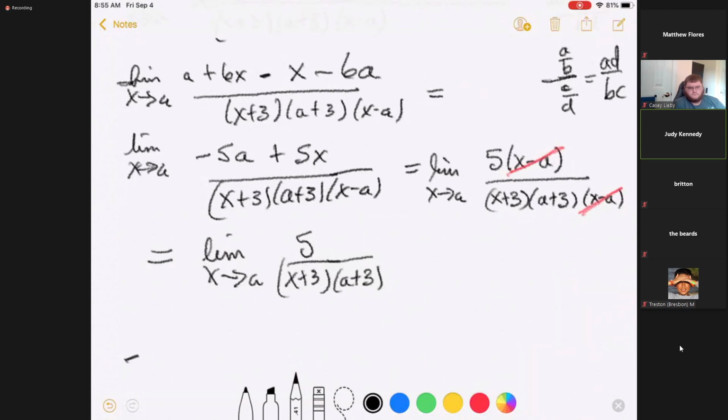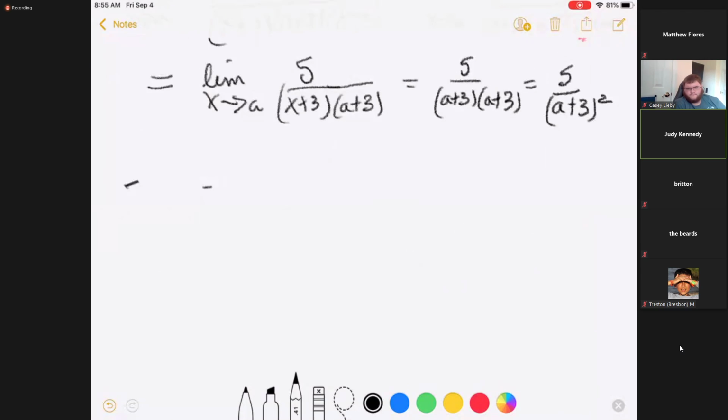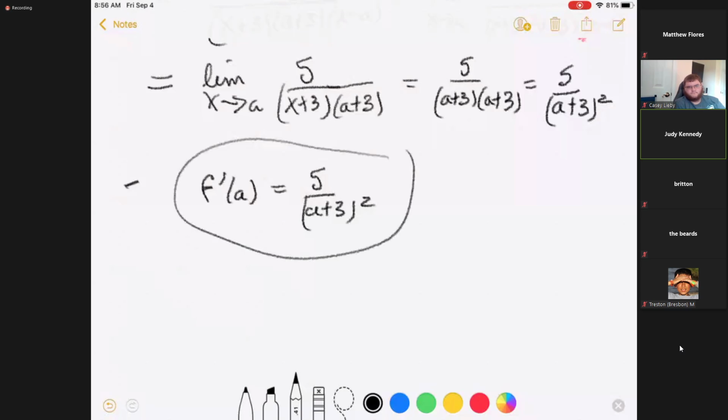Now I can just use direct substitution and replace x with a. So this is 5 over a plus 3 times a plus 3, which is 5 over a plus 3 squared. So the derivative, assuming I made no errors, is f prime of a equals 5 over a plus 3 squared. Any questions?